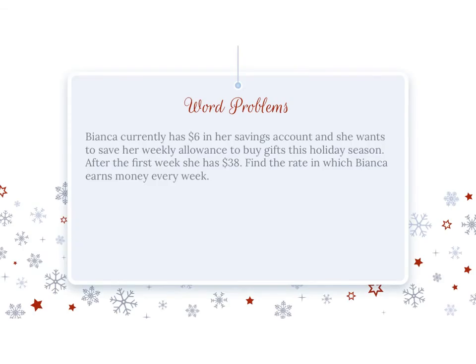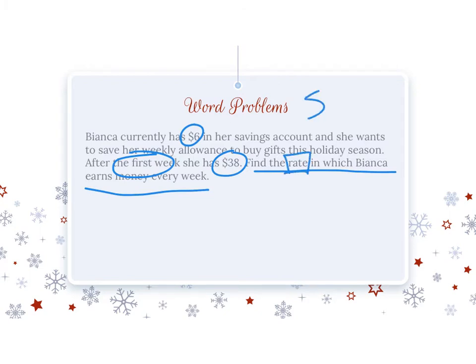Okay, let's go ahead and check out rate of change from this word problem. I'm going to start off by reading it and circling and underlining the important information. So it says, Bianca currently has $6 in her savings account. She wants to save her weekly allowance to buy gifts this holiday season. After the first week, she has $38. Find the rate in which Bianca earns money every week. So automatically, when they say the word rate, they are talking about, you guessed it, slope.